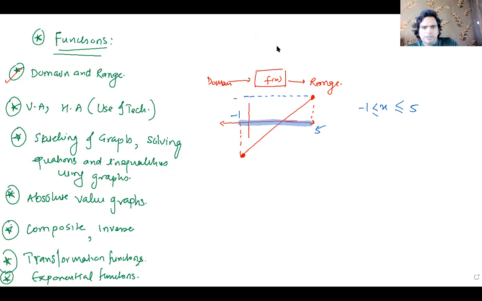Now, when you look at the range, you always look at the y values. So along the y-axis, what are the y values that are covered? Let us say this value is 2 and this is -3. So this coordinate was actually (-1, -3), and this is (5, 2). So in this case, the range will be y between -3 and 2. This is the range of this particular function.